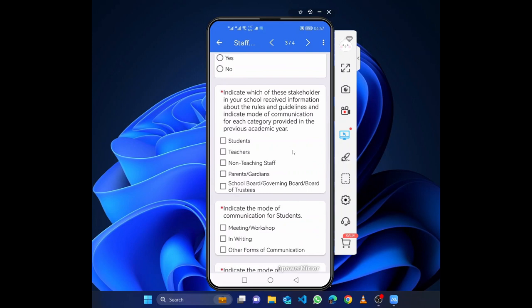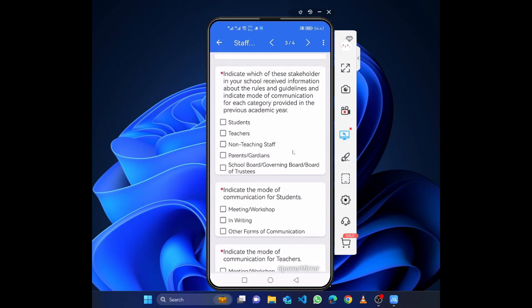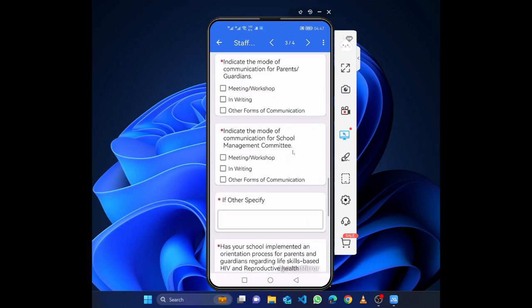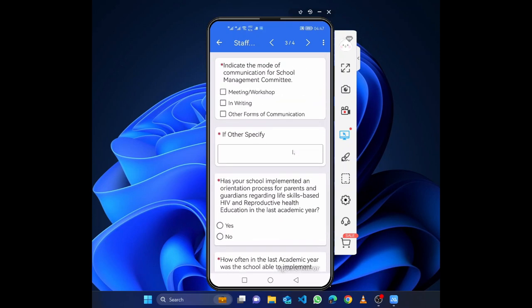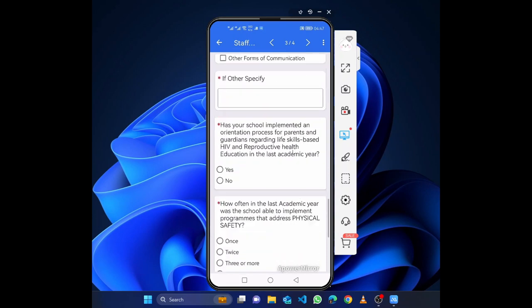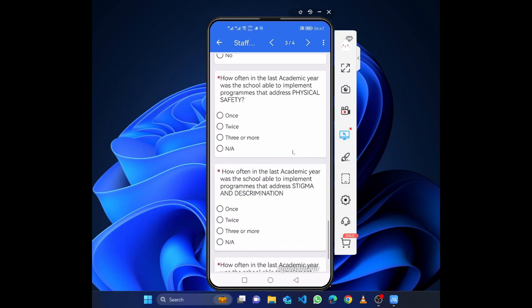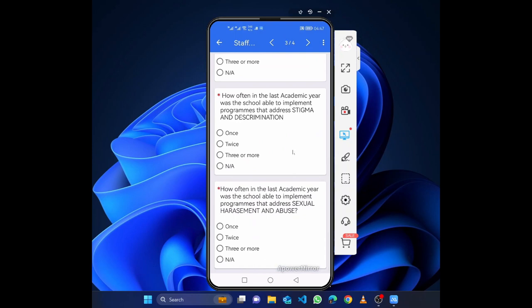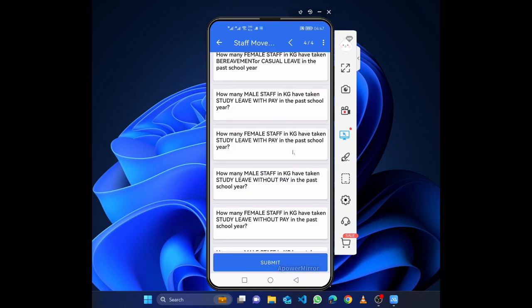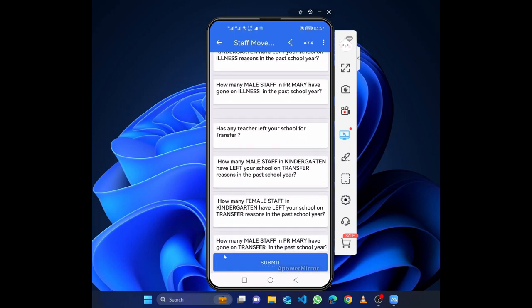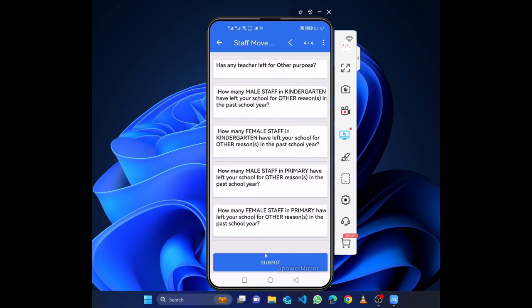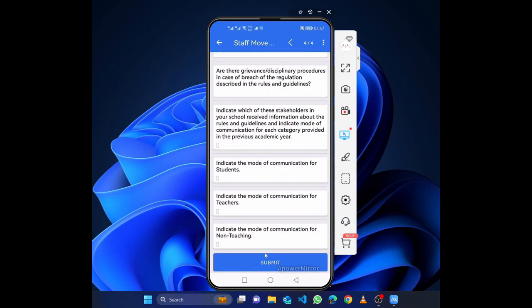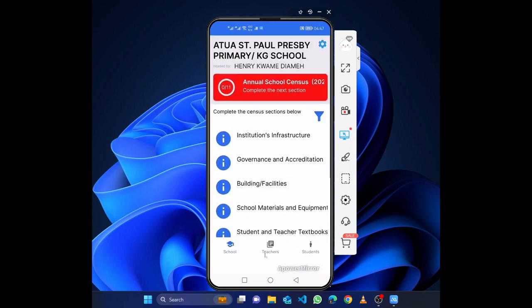Then you indicate the stakeholders that help you to get those, and if there is any, you indicate. If it is SMC, what do they help with, and how many times do they help? And it reviews the information for you. When you are done, you click on submit. Click on submit. That is when everything works well.